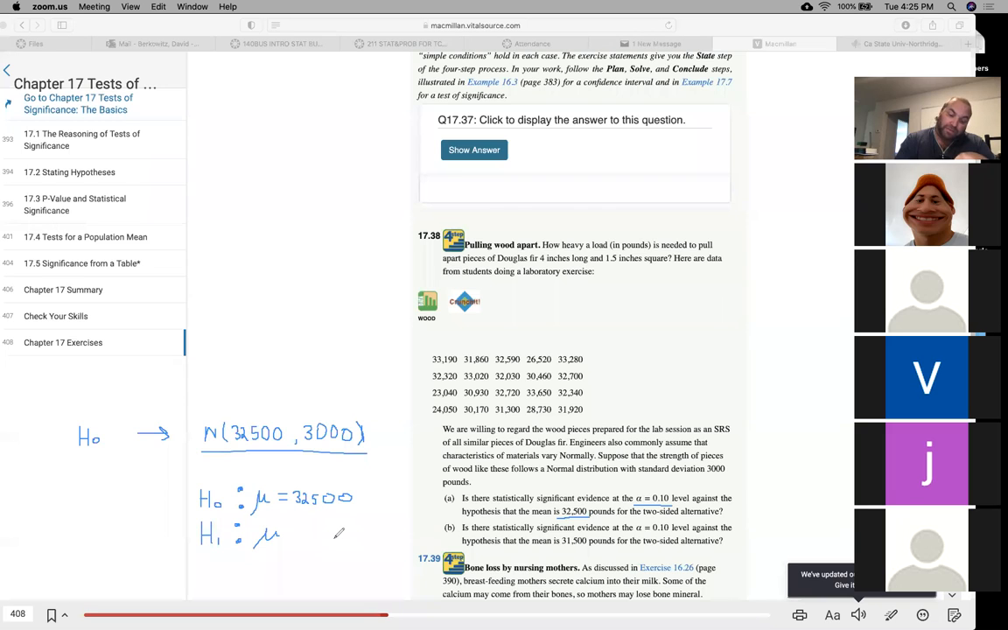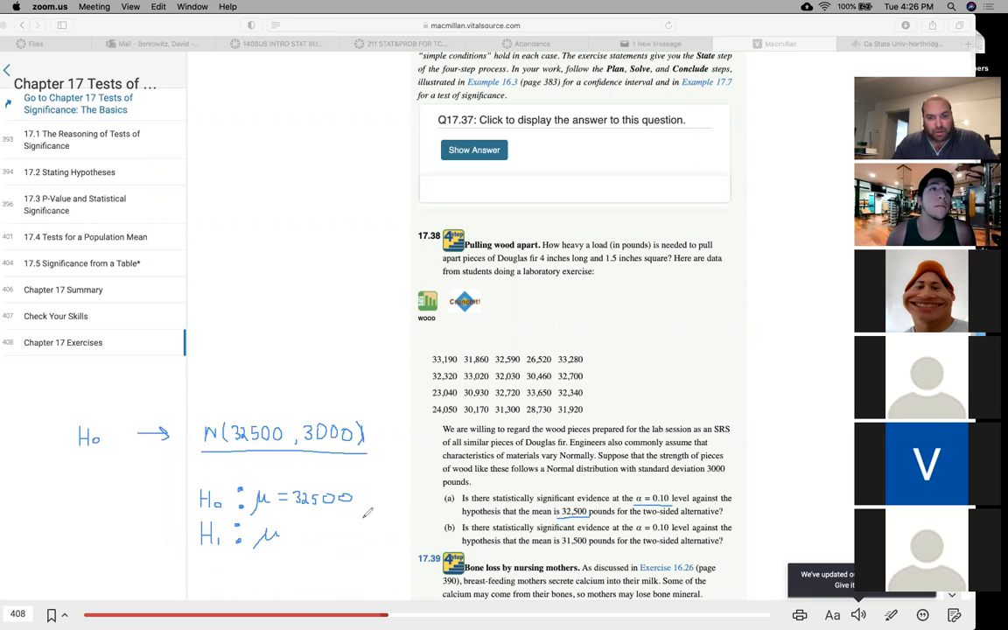What is the alternative hypothesis in this case? Read the question. I didn't finish reading the question. Finish reading the question, and then tell me what the alternative hypothesis is in this example. 31,500. No. Don't look at B. We're on A. The question is: is there statistically significant evidence against the hypothesis that the mean is 32,500 for the two-sided alternative? What is the two-sided alternative to mu equals 32,500?